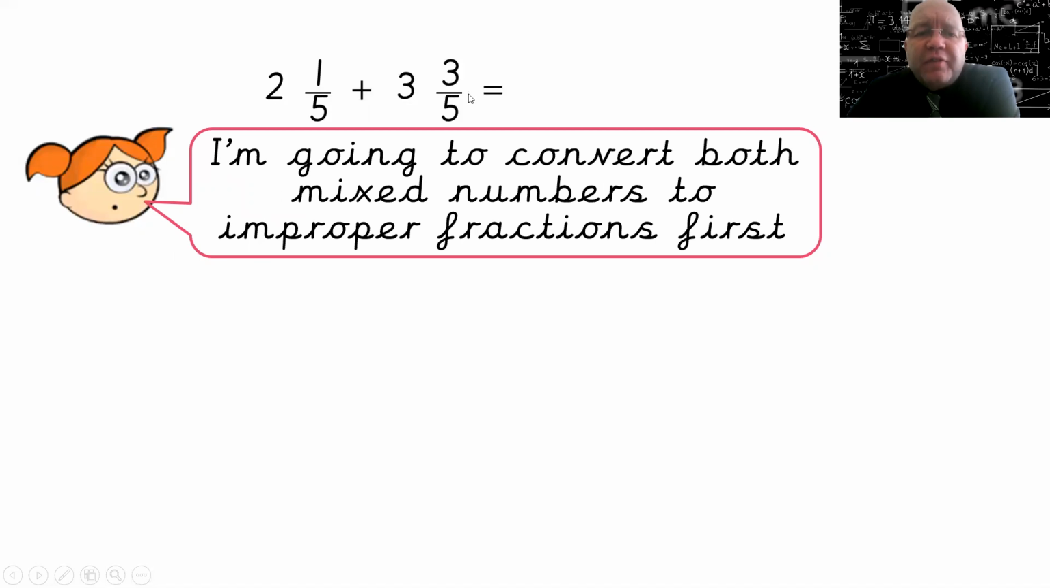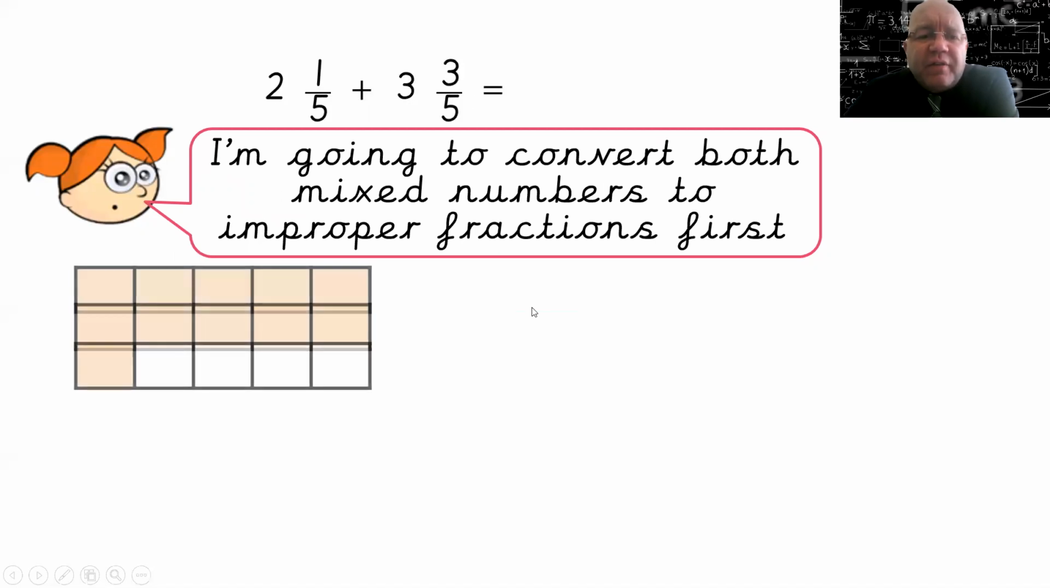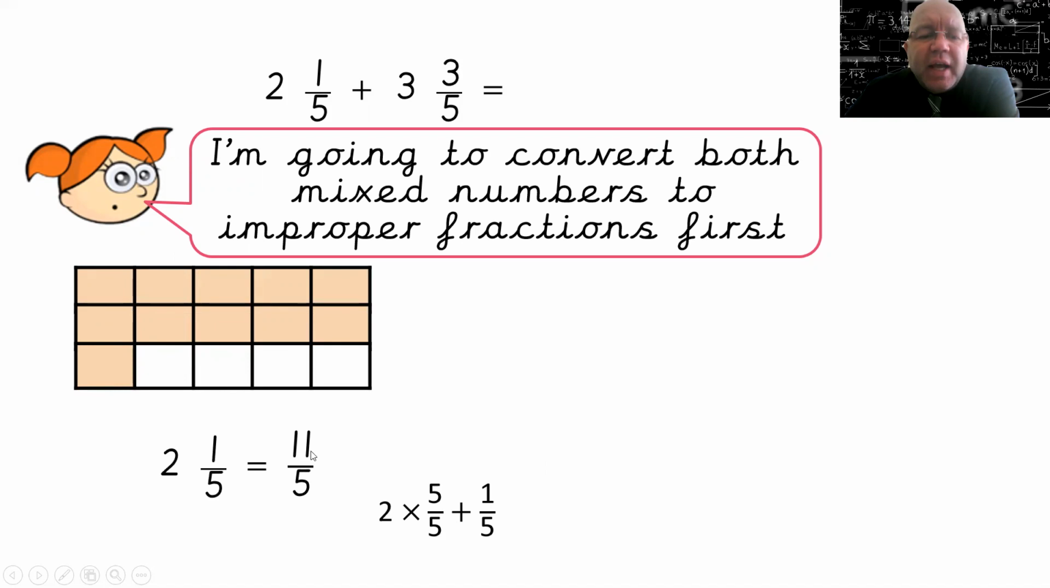So we've got 2 1/5, we've got 3 3/5. So I'm just going to show you as a bar model, first of all. So there's our 2 1/5. You see 2 whole ones, 2 whole rows, and then 1/5. And that's the same as saying 2 lots of 5/5. Remember, 5/5 is a whole one. So 2 lots of a whole one plus 1 more fifth. So that gives us 11/5. Okay, so 2 1/5 is the same as 11/5.